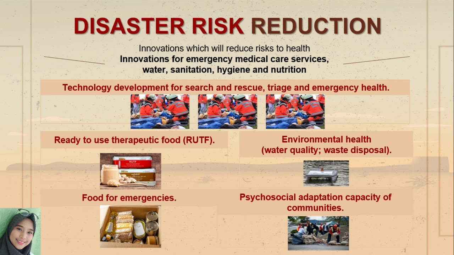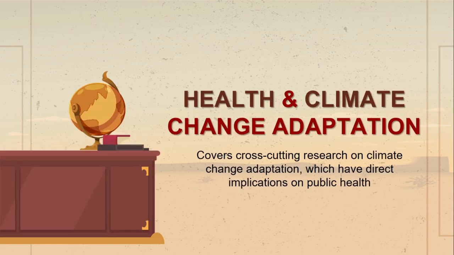Second is ready-to-use therapeutic food, or RUTF. Next is food for emergencies. Next is environmental health, or water quality or waste disposal. And lastly is psychosocial adaptation capacity of communities.